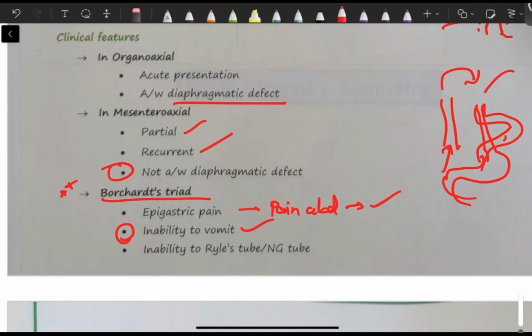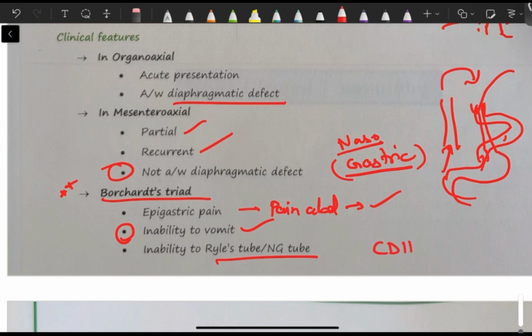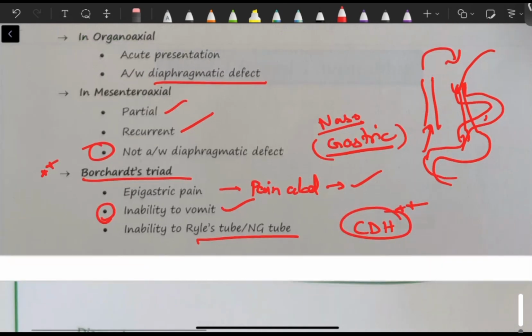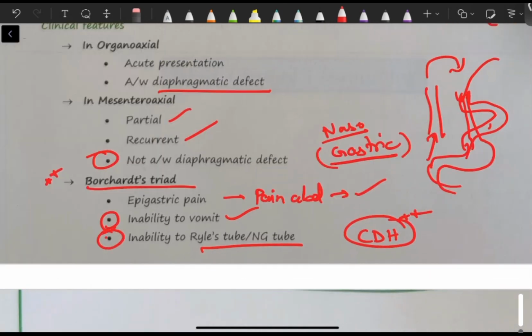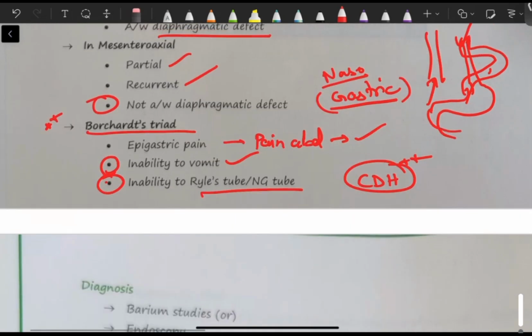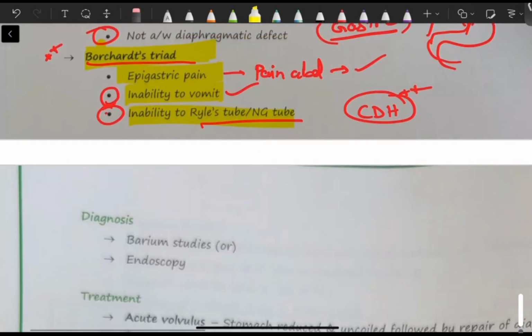And similarly we won't be able to insert Ryle's tube also. If the passage was straight, it would have gone till the stomach, nasogastric tube, from nose till gastric, that is stomach. But here the pathway is not clear, so we are not able to insert Ryle's tube also. Coiling of Ryle's tube is also seen in congenital diaphragmatic hernia, because all the contents are shifted to thorax. So similar to congenital diaphragmatic hernia, here also we are not able to insert Ryle's tube. So this triad is called as Borchardt's triad, that is epigastric pain, inability to vomit, and inability to put Ryle's tube. This is seen in case of gastric volvulus.